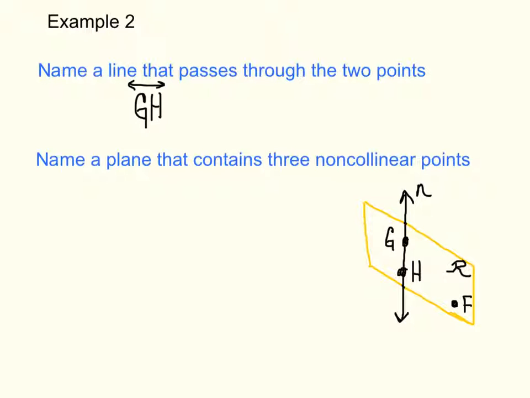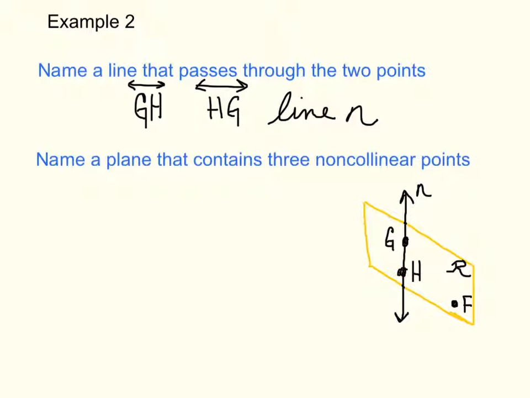line GH. If you left it at that, you'd be done. But what are some other names for line GH? We could say line HG. We could also say line N. Now you don't need all 3 of those, you just need any one of those as an answer for the first example.